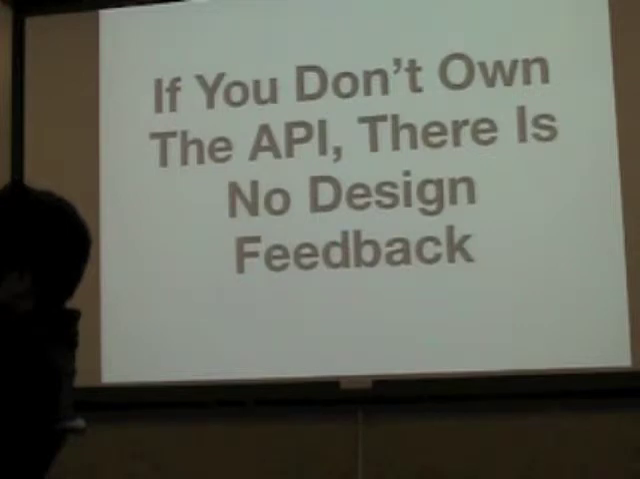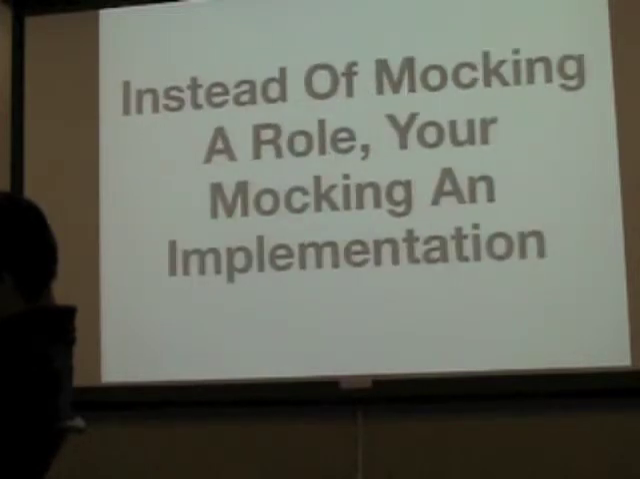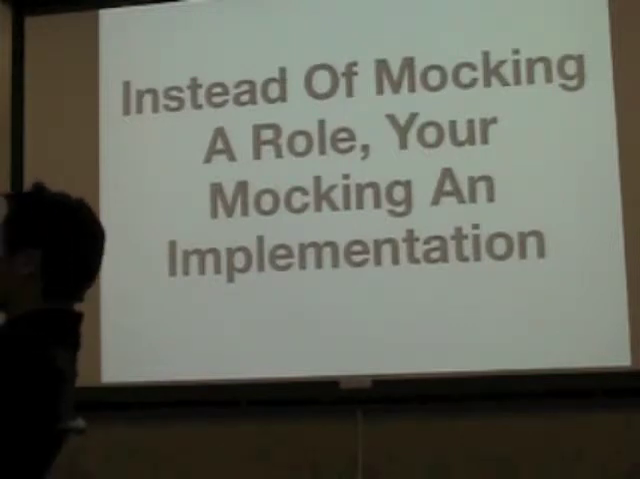Notice how as I was describing that last process, the whole thing that I was doing was design. It was decoupling as I was writing the test, right? If you don't own that external API, you can't say it should receive this message in my terms. All you can do is give it a concrete implementation. And so instead of mocking a role, you end up mocking an implementation and couple your code directly to this external API.